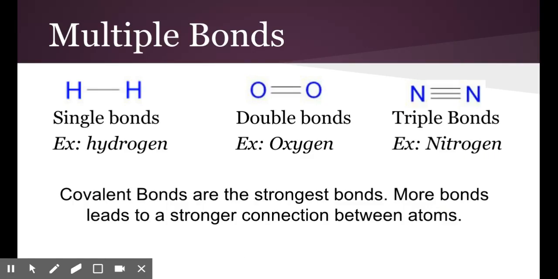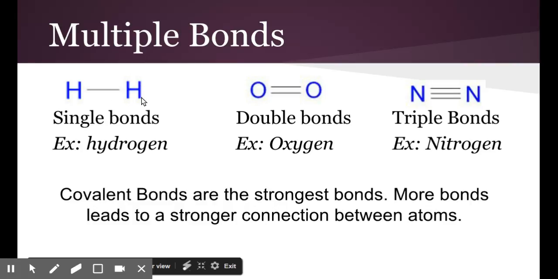Atoms have the ability to make multiple covalent bonds, so share multiple pairs of electrons. When you see it represented in a structural formula like this, what it means is this line represents a pair of electrons being shared. So that means I'm looking at my hydrogen bond right here. It means that one hydrogen is contributing one electron. The other hydrogen is contributing one electron.